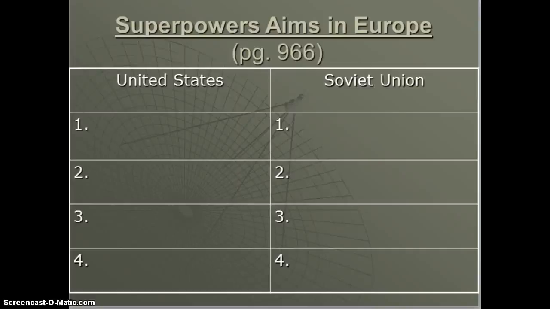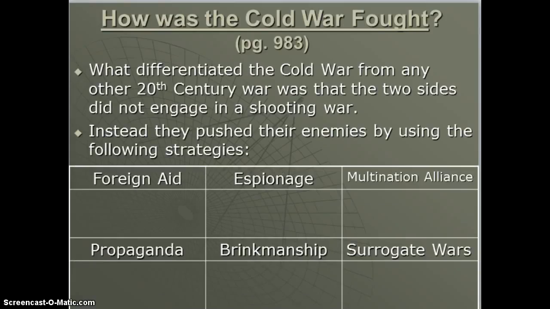All right, ladies and gentlemen, let's finish up Standard 13, shall we? You need to open up your textbooks to page 966. You're going to fill out the superpower aims in Europe for the United States and the Soviet Union. Page 966. Open it up now. Now you're going to move on to how was the Cold War fought? Page 983.